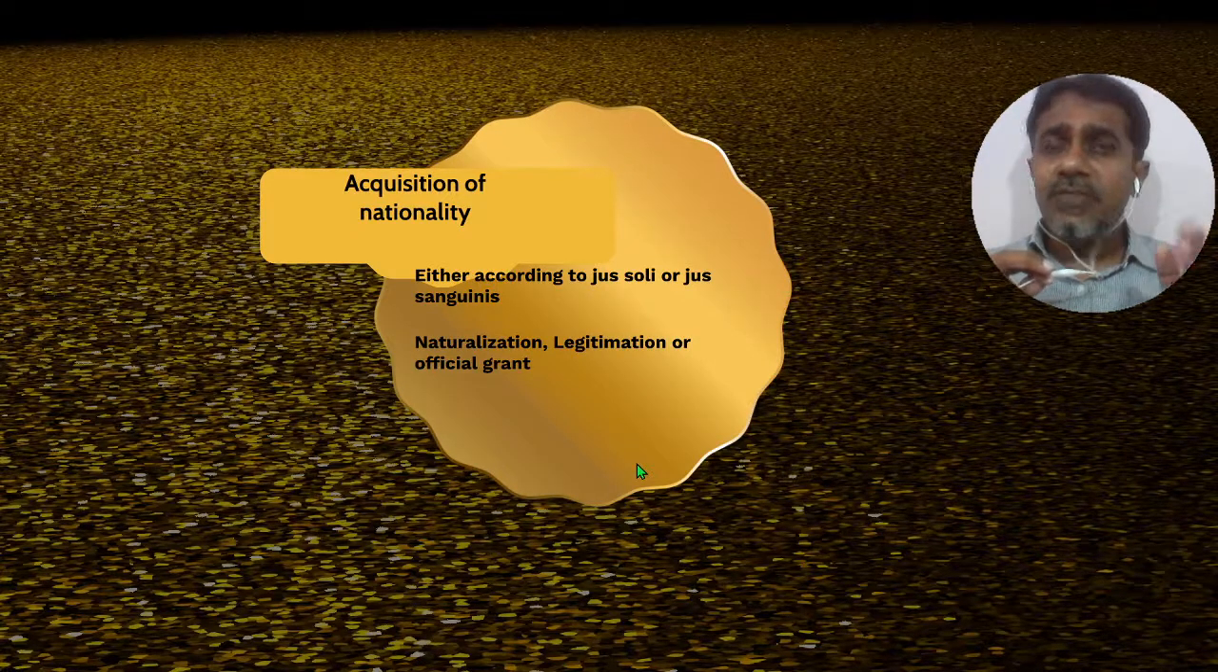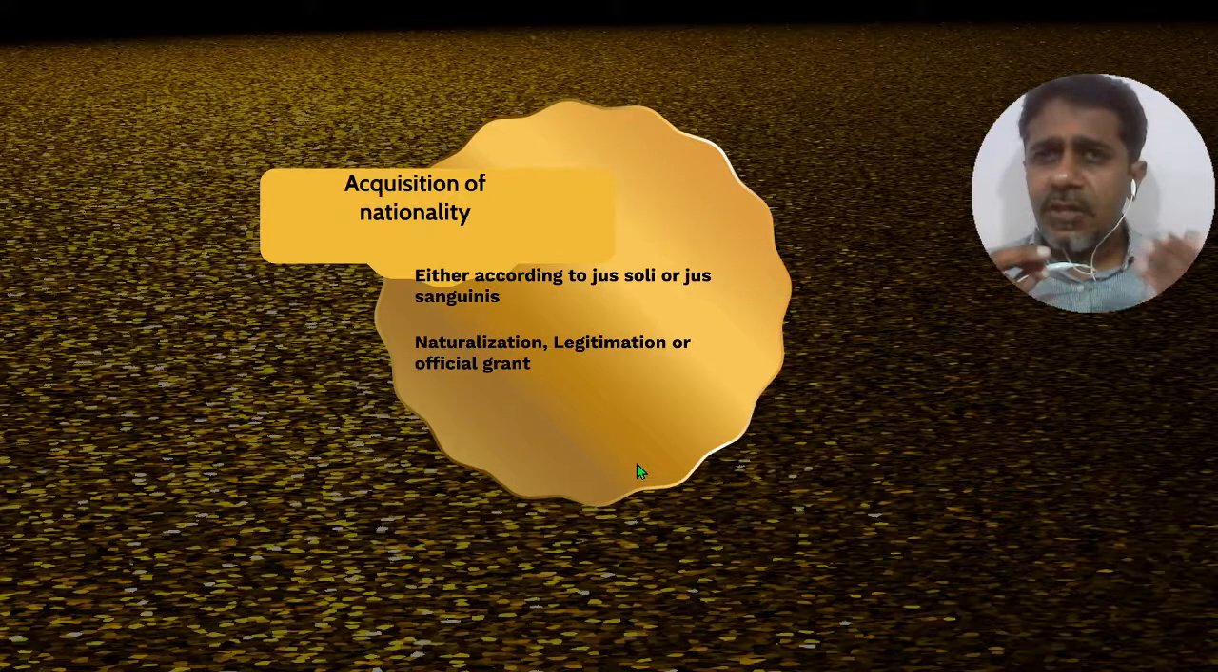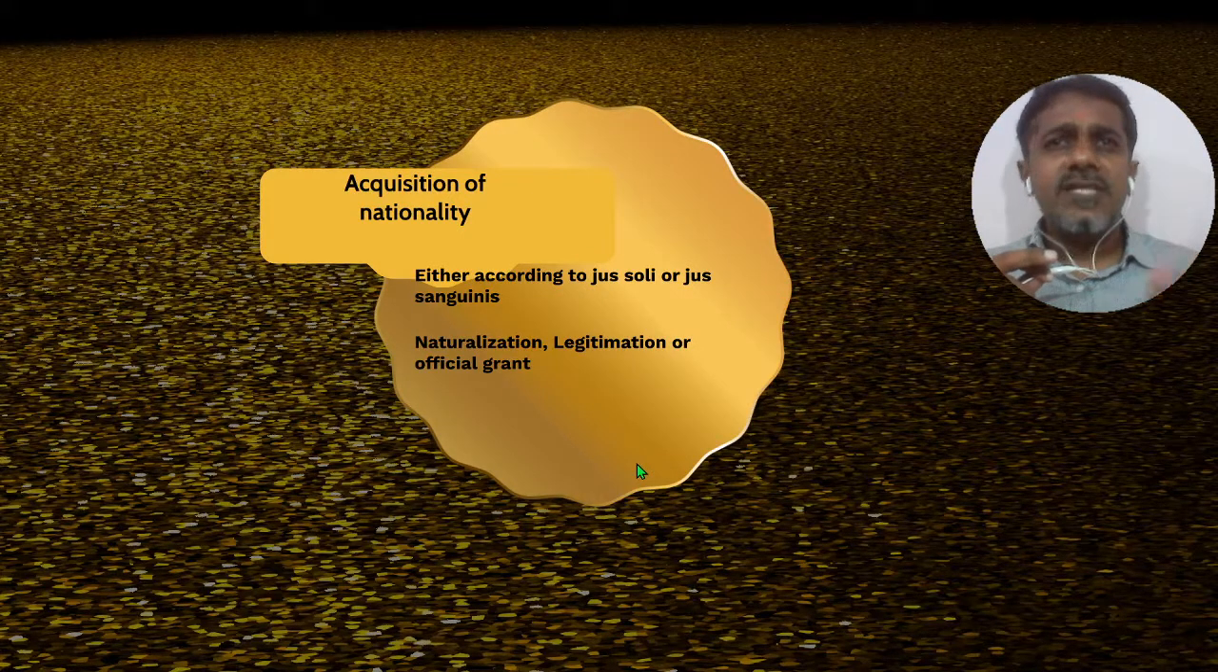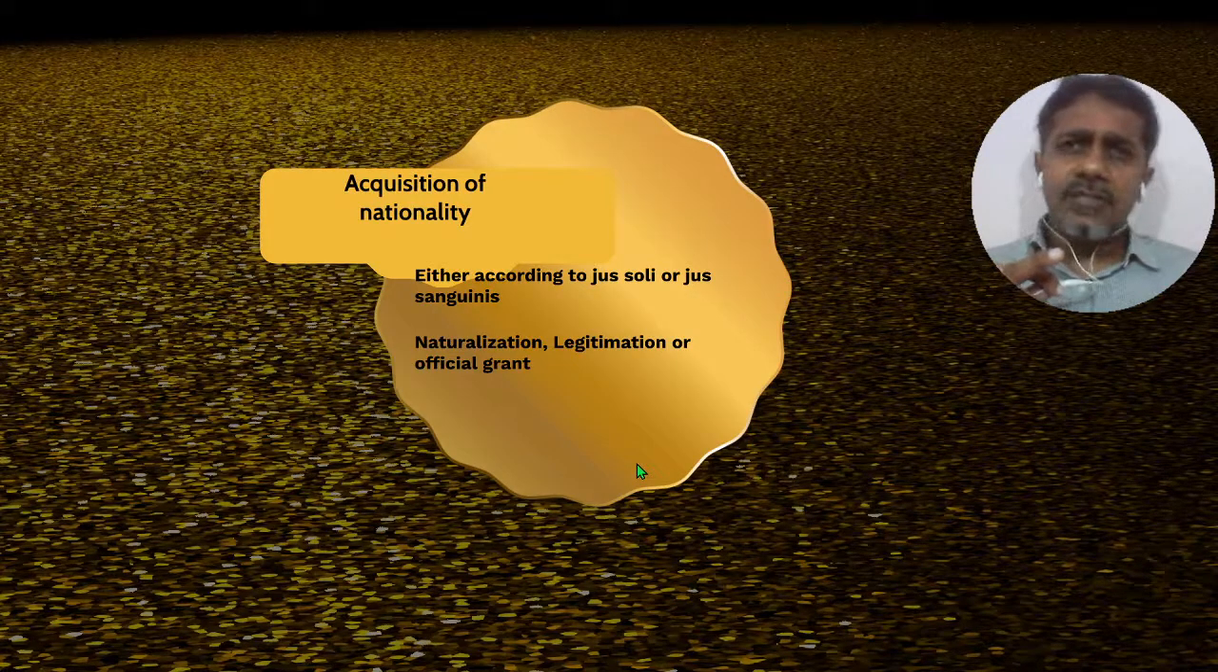But it involves a process. What is going to be the process? What are the conditions to be fulfilled for getting citizenship and nationality through naturalization? It differs from state to state. There are no uniform rules. Under our own law, the Citizenship Act 1955, we have a set of conditions for a person to get citizenship through naturalization. That's one method. Once a person gets citizenship through naturalization, automatically he also becomes a national of that state. As I said in the last class itself, once a person becomes a citizen, automatically he is a national.